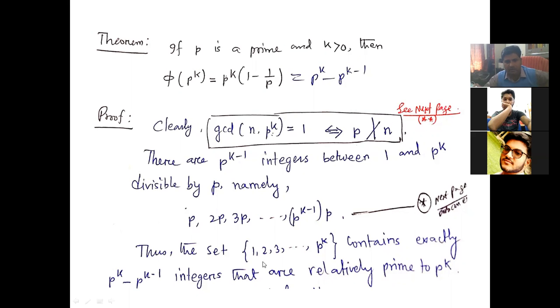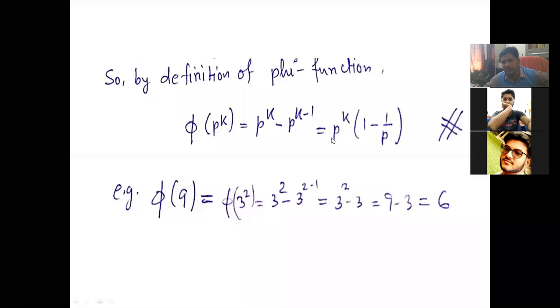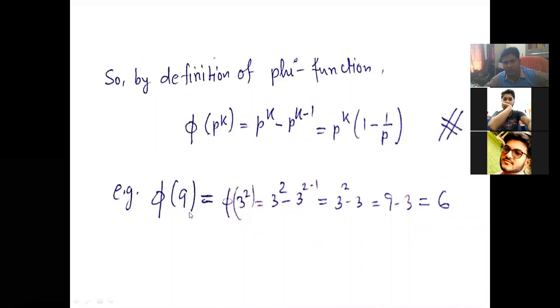So thus the set 1, 2, 3 up to p to the power k contains exactly p to the power k minus p to the power k minus 1 integers that are relatively prime to p^k. So by definition of the phi function, हमें यही नंबर चाहिए: p to the power k minus p to the power k minus 1.